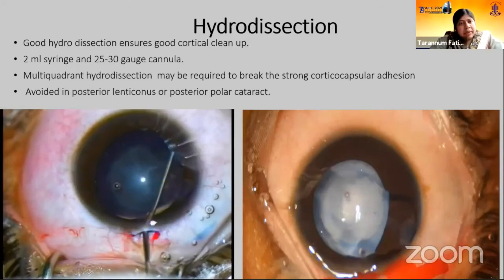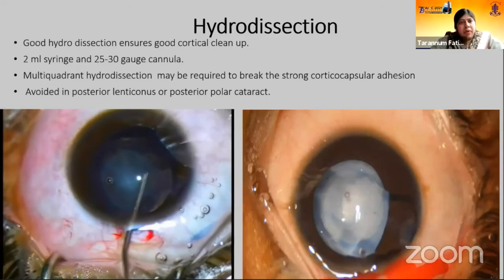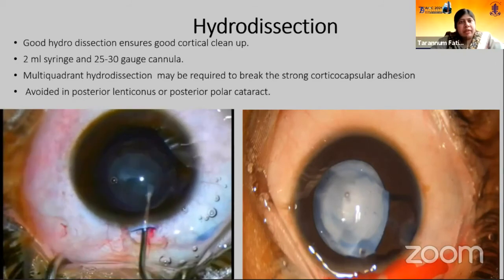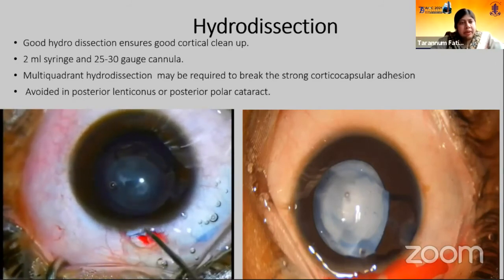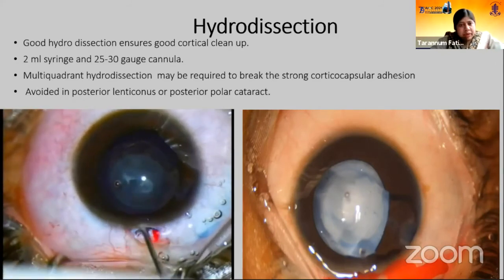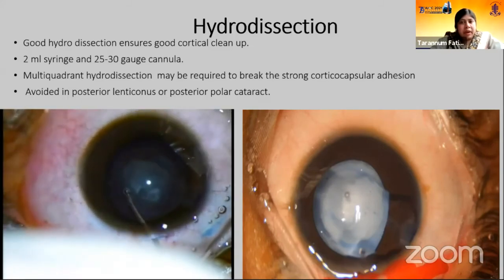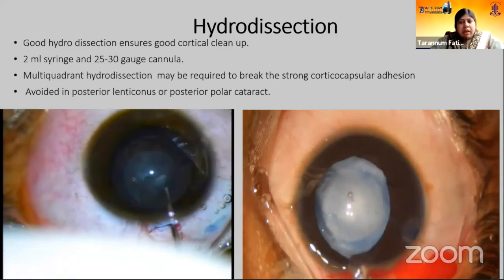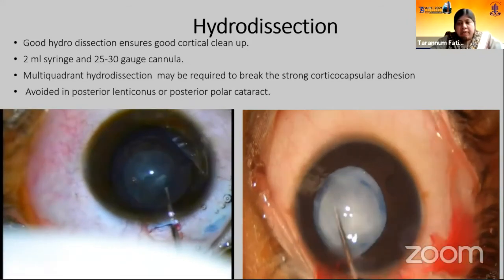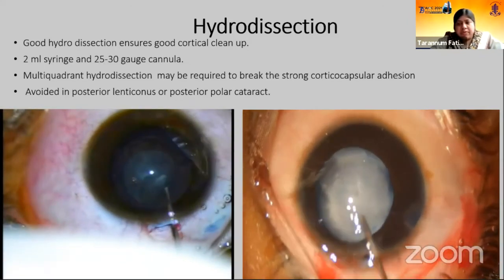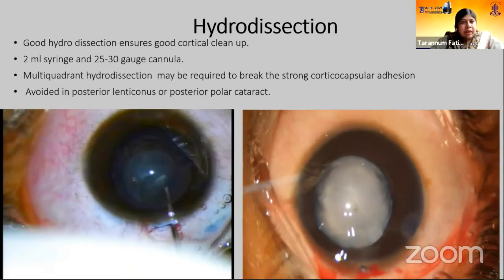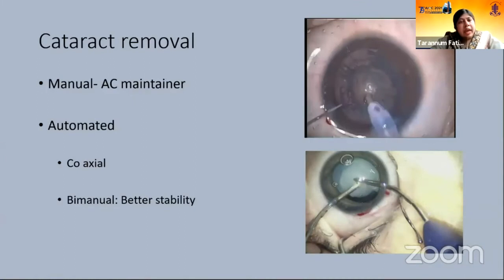So a good hydrodissection ensures good cortical cleanup. A 2 ml syringe with a 30 gauge cannula is being used. Multi-quadrant hydrodissection is done, and it is used to break the corticocapsular adhesions. Usually by the end of the hydrodissection, the nucleus is prolapsed out, and it should be avoided in posterior lenticonus or posterior polar cataract.